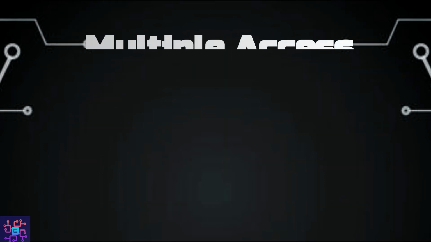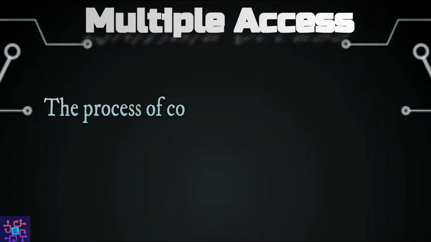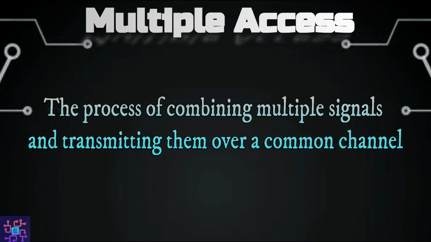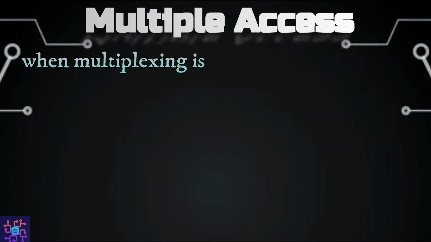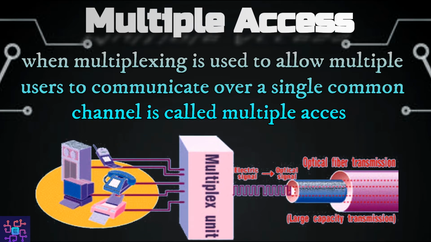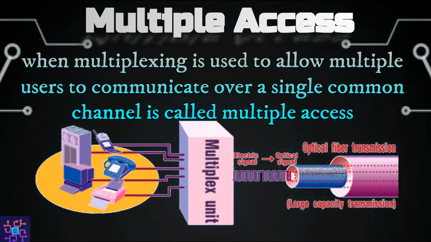So now we will learn what is multiple access technology. The process of combining multiple signals and transmitting them over a common channel is called multiplexing. When multiplexing is used to allow multiple users to communicate over a single common channel, it is called multiple access technology. So basically, multiple access technology is an application of multiplexing.